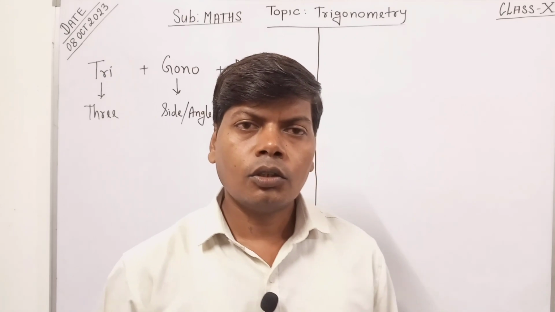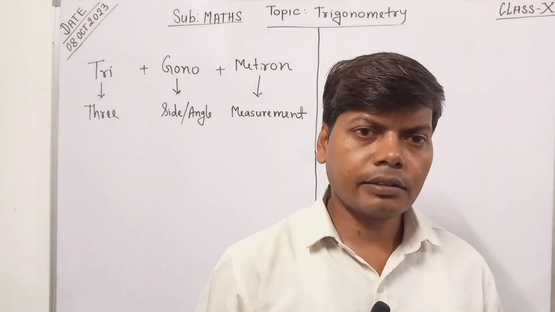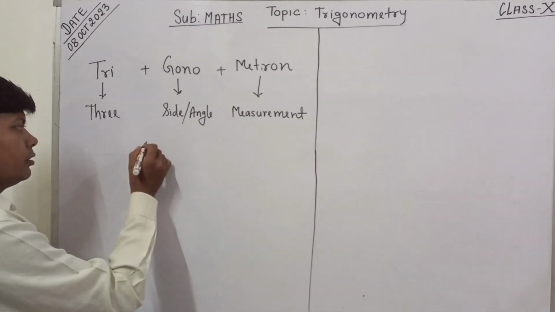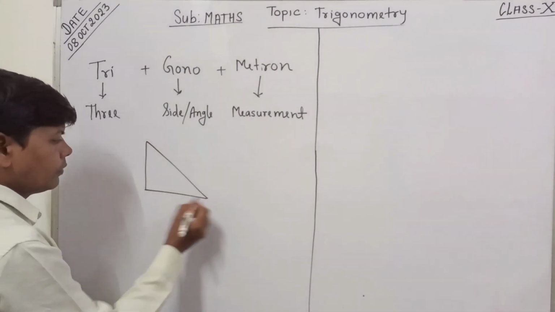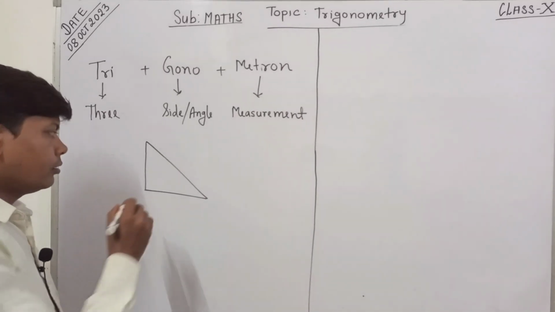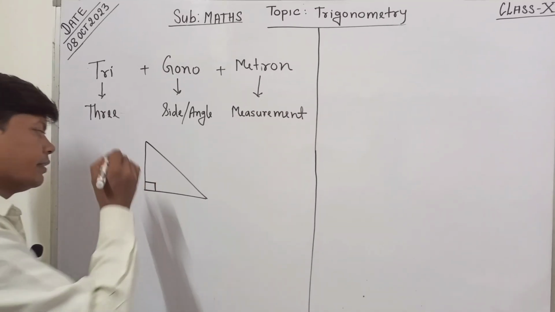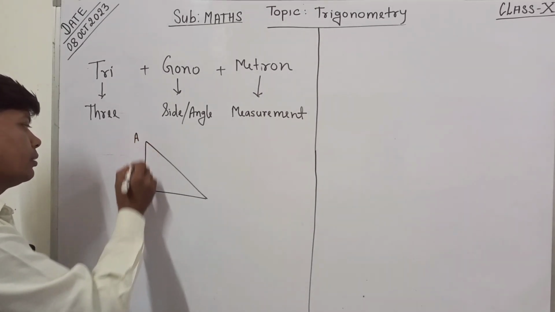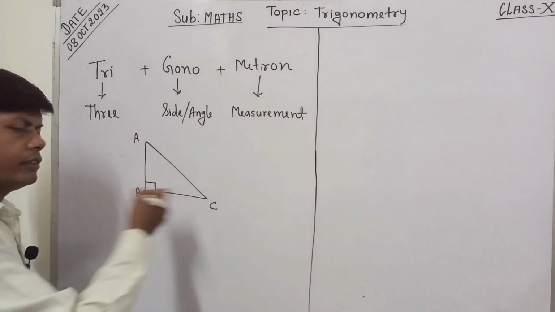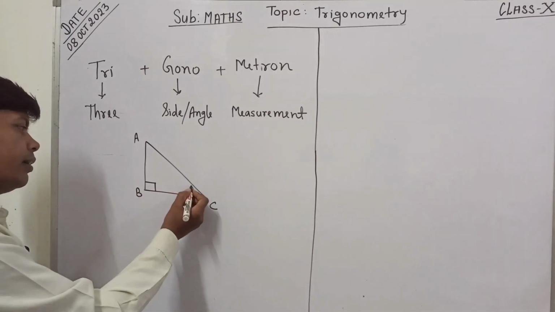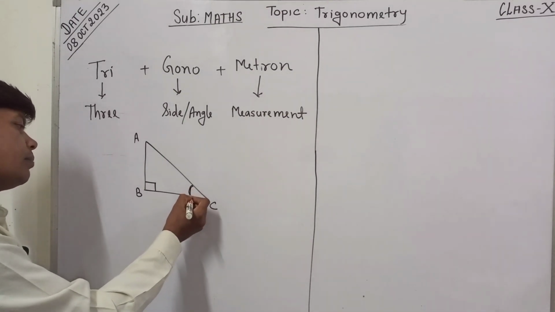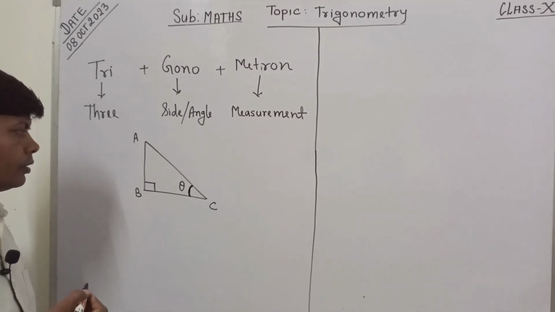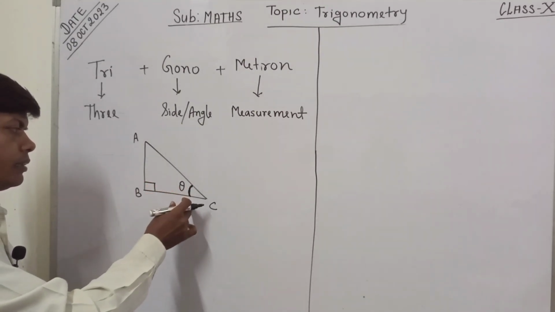Students, remember that we always use trigonometry in a right angle triangle. So first we draw a right angle triangle. In a right angle triangle, one angle will be 90 degrees. Suppose this triangle is named A, B and C. And we also assume that the measurement of this angle is theta. Theta is a symbol which defines the measurement of the angle.